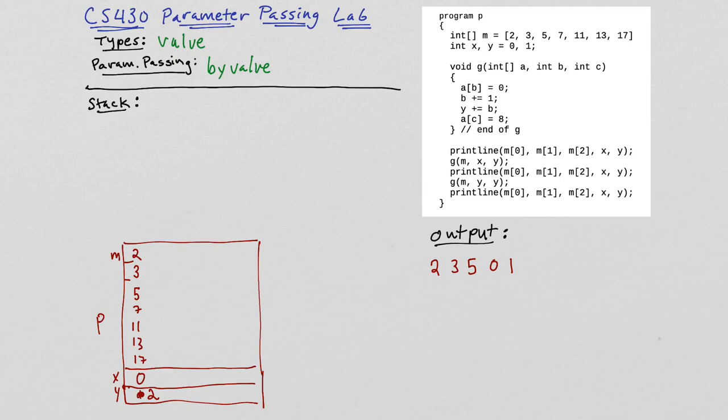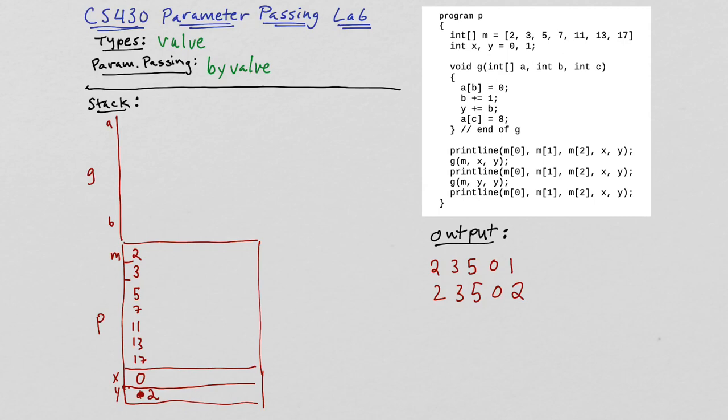And then we can do the second print line here. So this time what we're going to do is print 2, 3, 5, 0, 2. So now let's do the second call to G. We need to set up, that's this one, and we're going to set up a second stack frame for G again, and it's going to start with A and then have B and C as well.